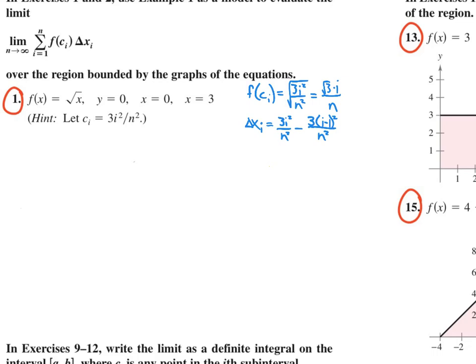Alright, so we just need to simplify a bit here. We need to FOIL: 3i squared minus 3i squared plus 6i minus 3, all over n squared. And the 3i squared minus 3i squared cancel out, and we have 6i minus 3 over n squared. So now we're ready to set up our sum. Using the limit as n approaches infinity of the sum from i equals 1 to n, this is our Riemann sum here, of f of c sub i, that's root 3 times i over n, times delta x sub i, 6i minus 3 over n squared.